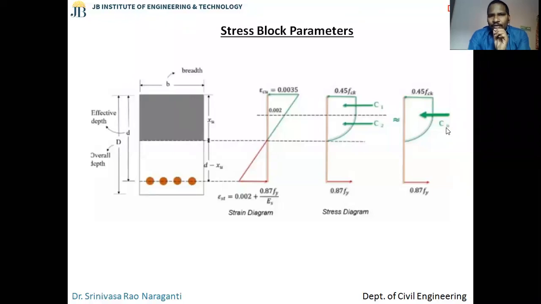So when I say stress block parameters, my aim is to find out how much force is acting here. That is one thing. The second thing is at what distance from the top of the beam this force is acting. I just want to find out these two things. This will give me the complete stress block diagram. Now to do that, we'll do simple mathematics.